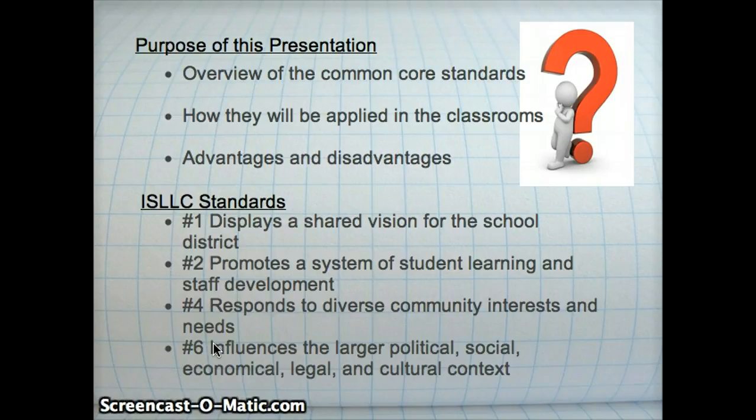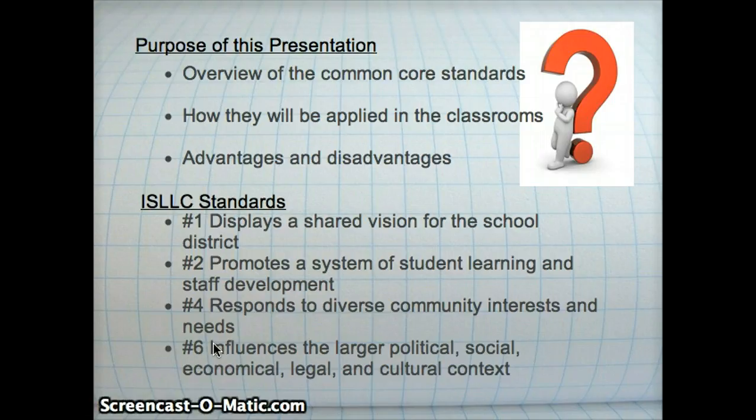The ISLLC standards at the bottom are the standards that administrators adhere to promote the success of all students. And I have displayed how the 6 standards apply to the Common Core standards. Number 1, the Common Core standards display a shared vision for the school district, not only the school district, but for the state and throughout the whole country. Number 2, it promotes a system of student learning and staff development, and also encourages staff collaboration.